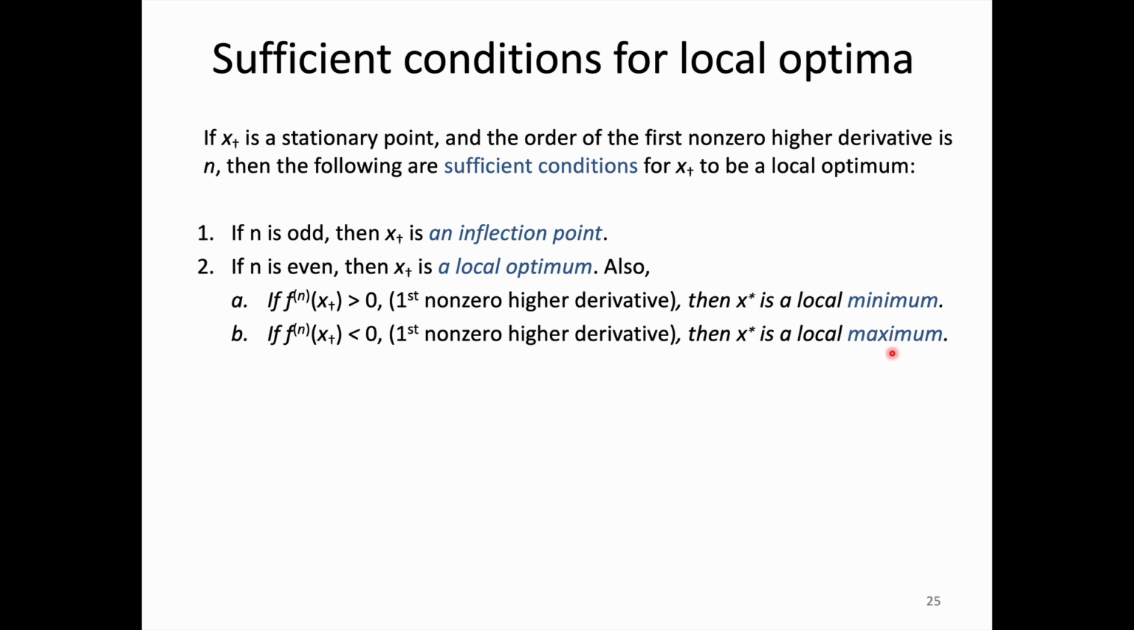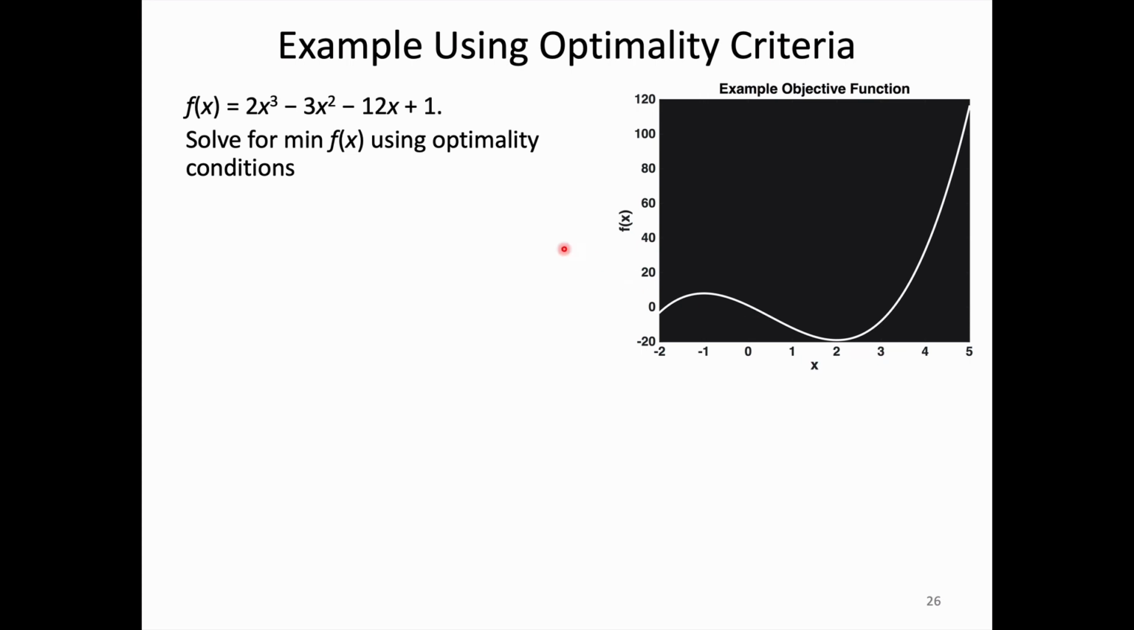Let's have a look at an actual example regarding optimality criteria. Say we have this cubic function, and it's plotted over here. We can see it actually has both a minimum and a maximum. And this is something that's pretty typical of a cubic function. Suppose we want to find a local minimum of this function using optimality conditions. So optimality conditions involve the first order optimality conditions, looking at the derivative being 0, and then also the second order conditions looking at the sign of the second derivative.